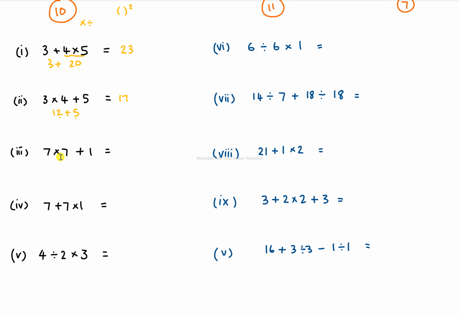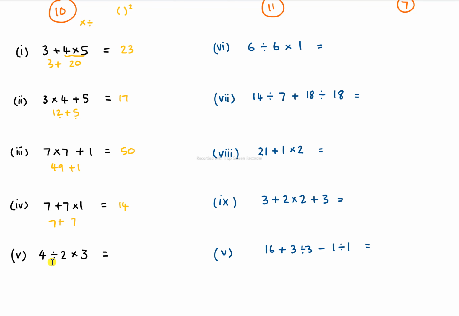Number 3, I'm running along here looking for divide and times, so I see a times. Now, knowing your square numbers is useful. 7 times 7 is 49. 49 plus 1 is 50. Running along here for number 4, I do times first. 7 times 1 is 7. 7 plus 7 is 14. Done.